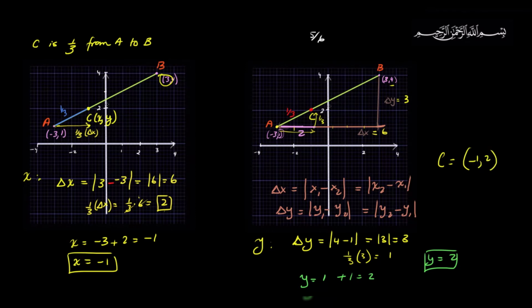So how did I do this? I found the whole distance over here and I took 1/3 of it, and I found the whole distance over here and I took 1/3 of it, and I added that to each respective x and y value. -3 plus 2 gave me 1, and 1 plus 1 gave me 2, and that's how I found the ordered pair C. Alright, allow me to give you one more example.